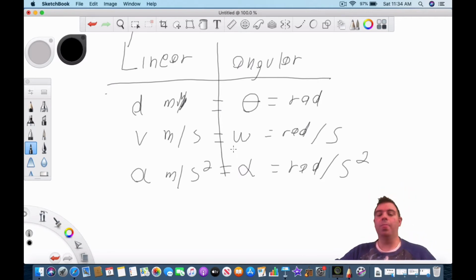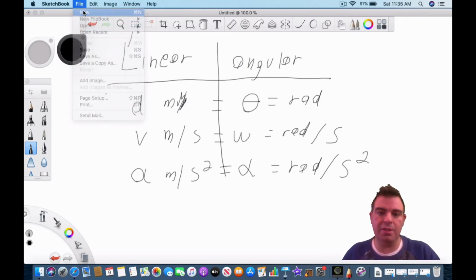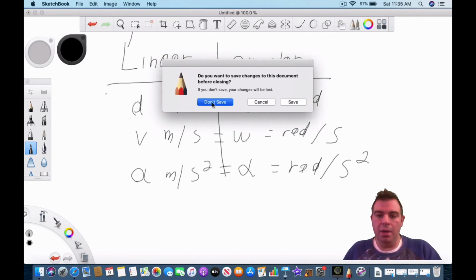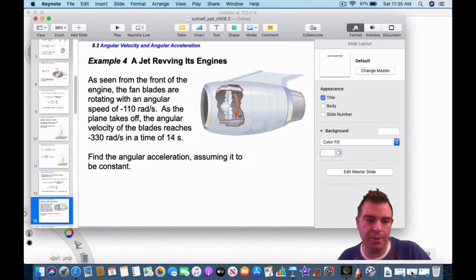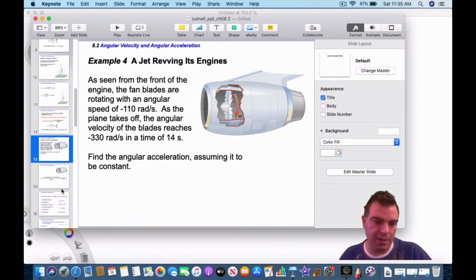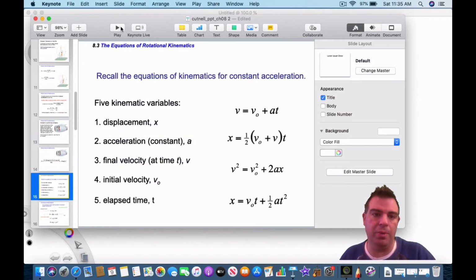Okay, so we can plug these new terms and we can actually now derive brand new equations, but you can still think of them as the same. So let me just go ahead and erase this, and let's go back to our PowerPoint. So here is our PowerPoint. This is where we had stopped off last time, and this is where we are.